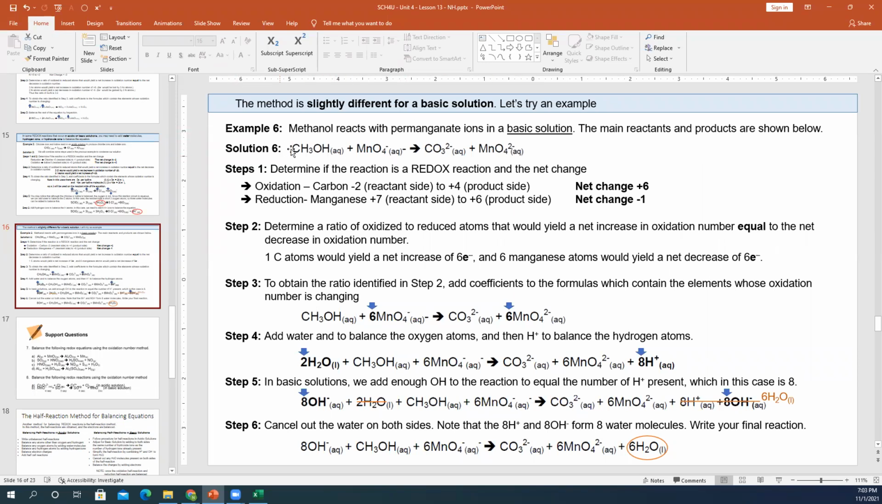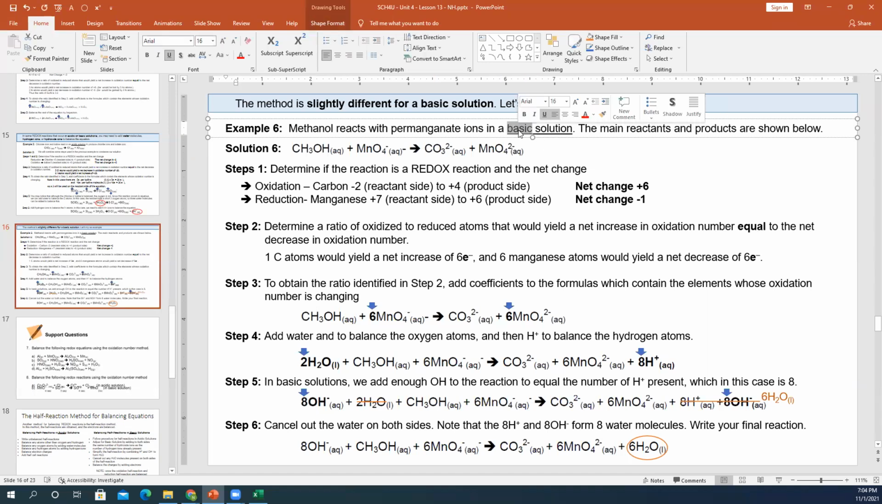So here you're given this equation of methanol reacting with this permanganate ion in a basic solution. The reactant and the product of this equation are shown for you, and you're asked to balance this equation. How do you balance this type of equation that is happening in a basic solution? So again, our first step is to determine, is this even a redox reaction?